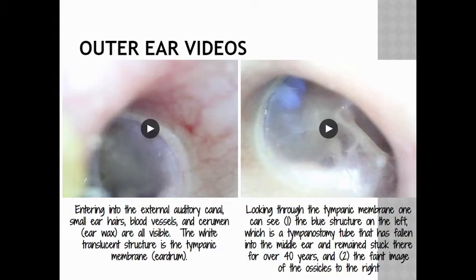These videos are of the outer ear, and by watching the videos, you are able to see the eardrum. And in the video to the right, that blue structure is actually one of those tubes. Typically, when an individual has tubes, the tubes eventually are pushed out of the eardrum anywhere between 9 months to about 12 months after they've been inserted.